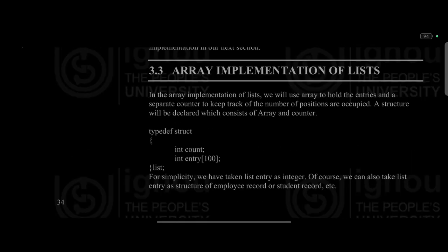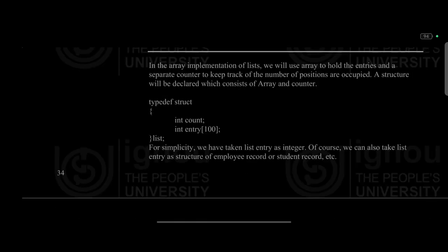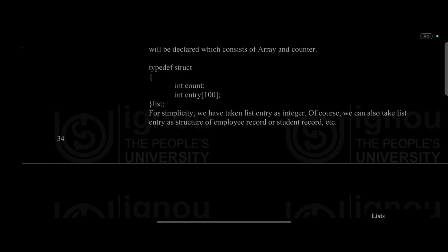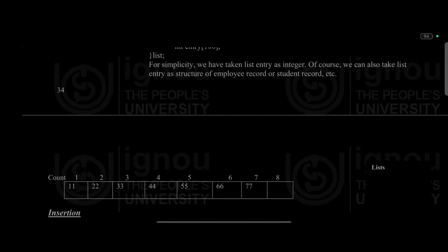Array implementation of lists. In the array implementation of lists, we will use array to hold the entries and a separate counter to keep track of the number of positions that are occupied. A structure will be declared which consists of array and counter. typedef struct, curly brace open, int count, int entry[100], list semicolon. For simplicity, we have taken list entry as integer. Of course, we can also take list entry as structure of employee record or student record, etc.